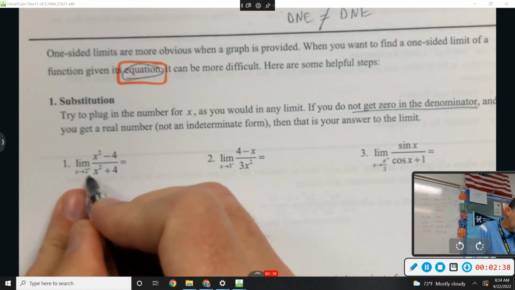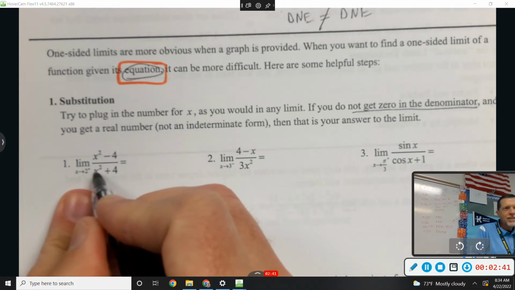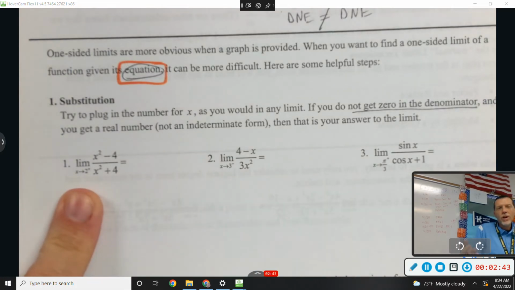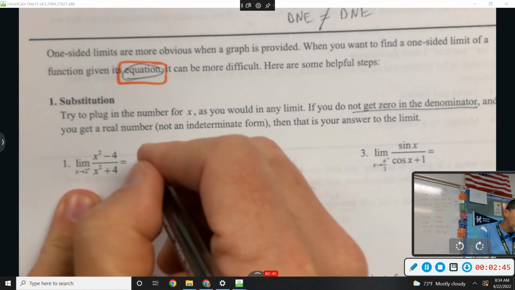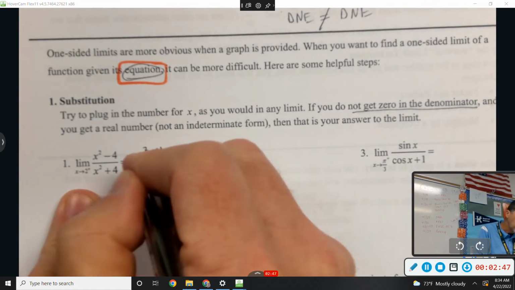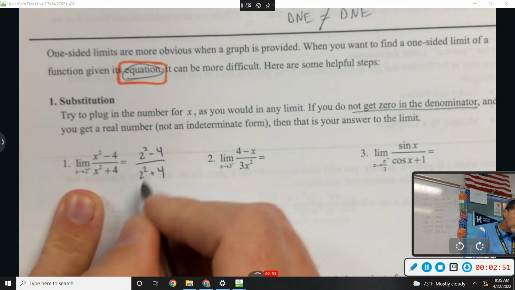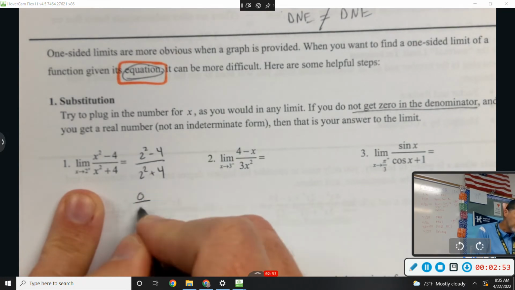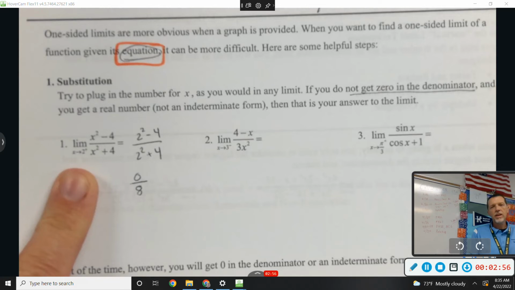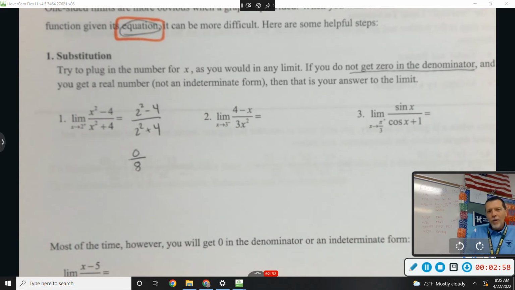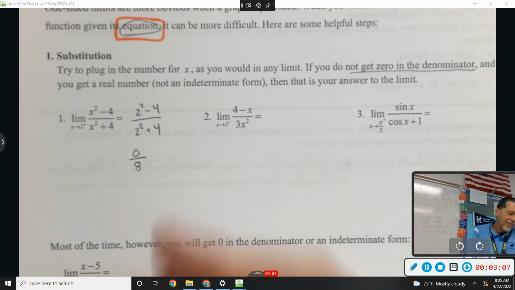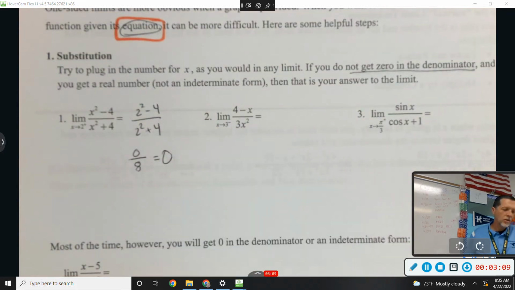So let's try. x approaches 2 from the right, but that means we're getting close to 2. Let's not worry about left or right. Let's just plug in 2 and see what happens. So 4 minus 4 is 0. 4 plus 4 is 8. Hopefully we're all okay with 0 in the top versus 0 in the bottom by now. 0 in the top is okay, right? That's the okay answer. So that's 0.